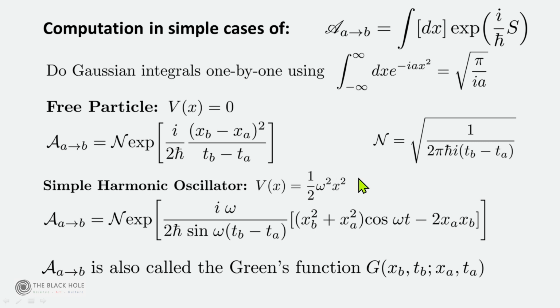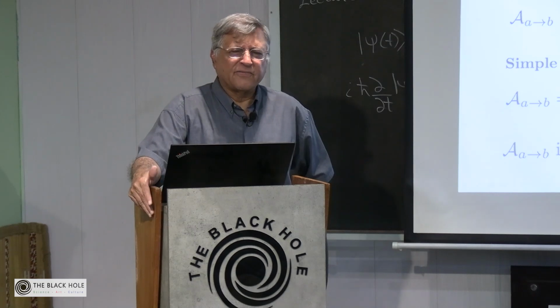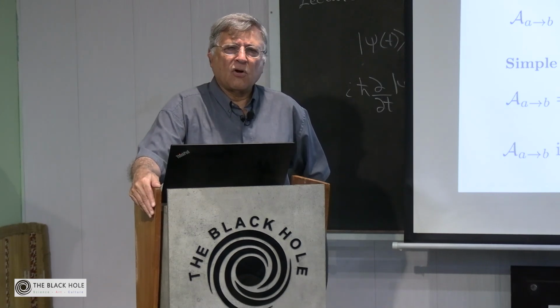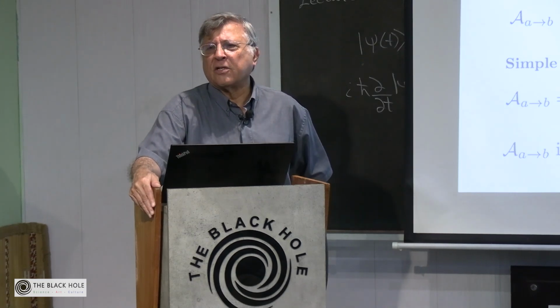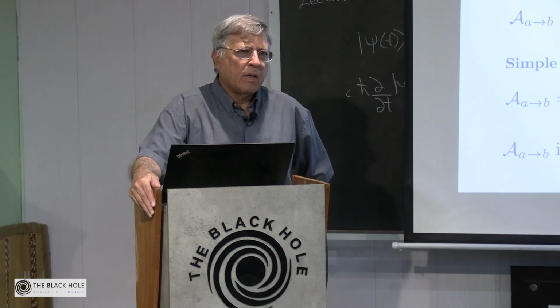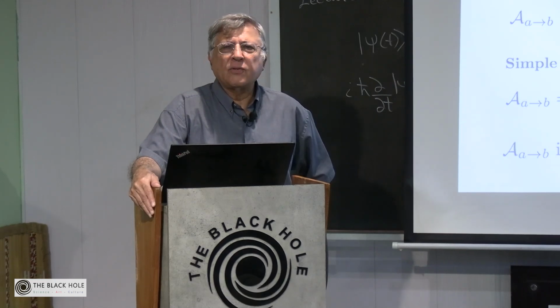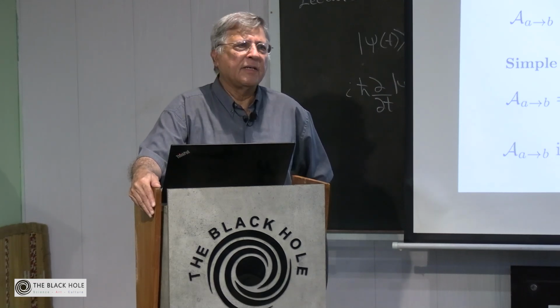By the way, this amplitude that we've calculated to go from A to B is, in quantum mechanics and quantum field theory, also called the Green's function. And the two-point Green's function in this case has all the information that you can possibly need about the system, which is quite amazing, because you'd say, all I know is the amplitude to go from A to B.